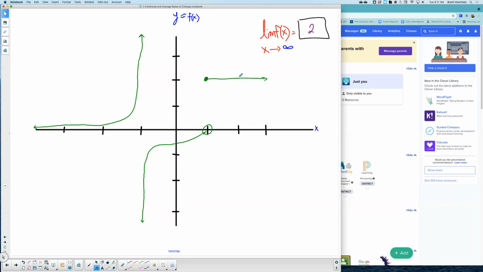If it's constant or flat, that means the y value is not changing. What y value was it on? 2. It was going to the right forever, staying on the value 2. So 2 is the correct answer.